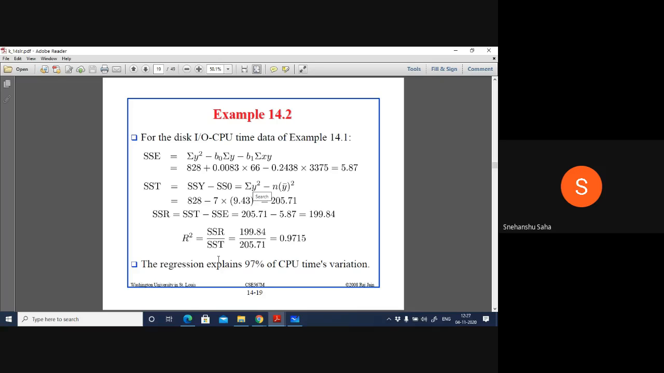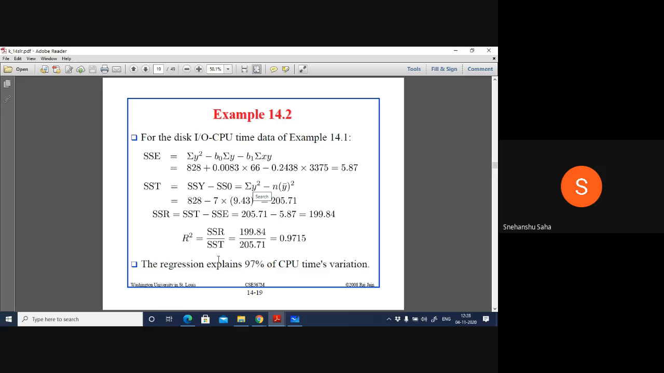And then you use the formula of R square here. You see that the R square value is pretty good, which is close to 1. It also says that the regression model that you have come up with, which is the equation of a line, explains 97% of CPU time's variation with respect to the disk input output device. It sounds pretty good, right?